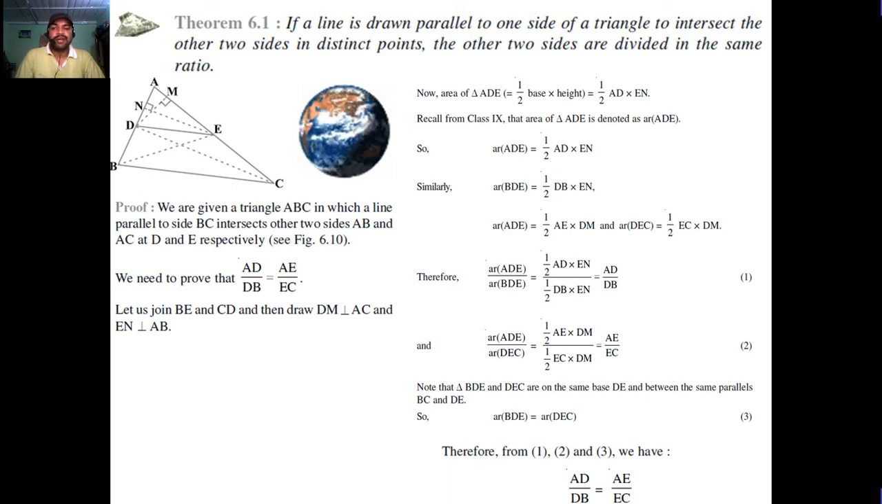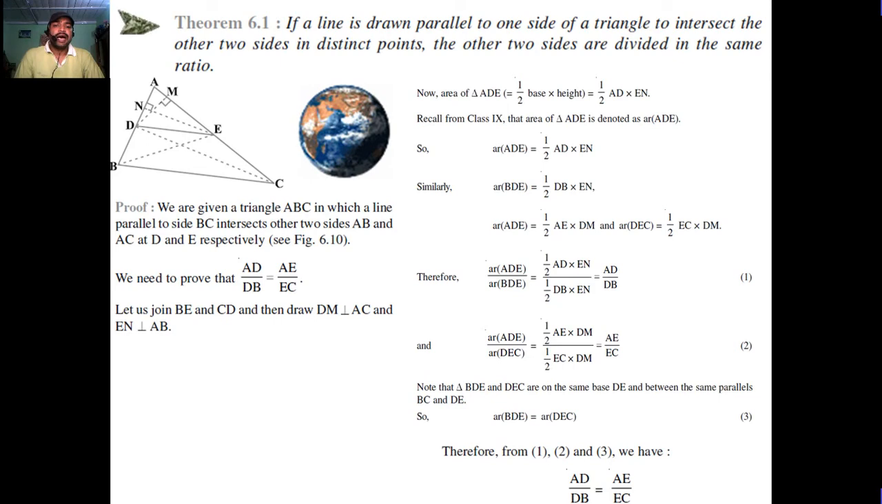We are given a triangle ABC in which a line parallel to the side BC intersects the other two sides AB and AC at D and E respectively. We need to prove that AD upon DB is equal to AE upon EC. Let us join BE and CD and then draw DM perpendicular to AC and EN perpendicular to AB.